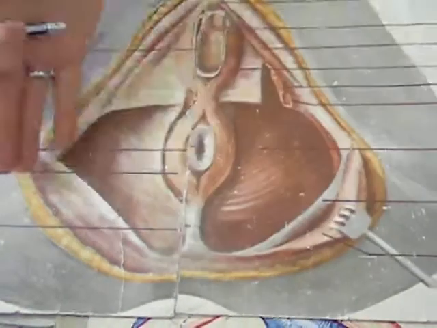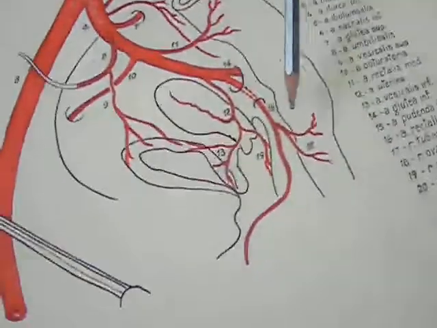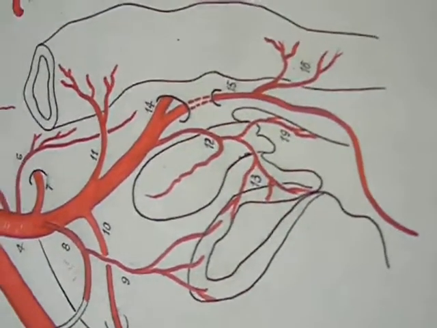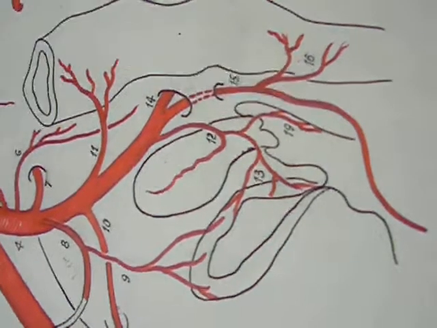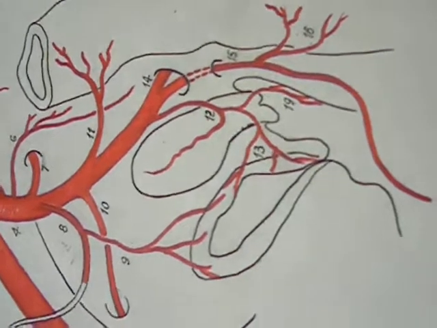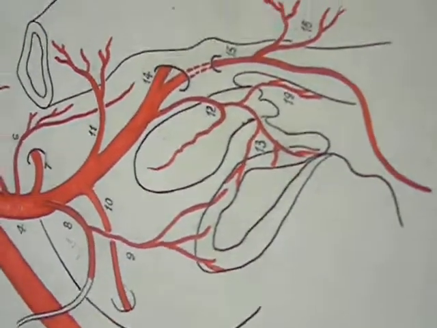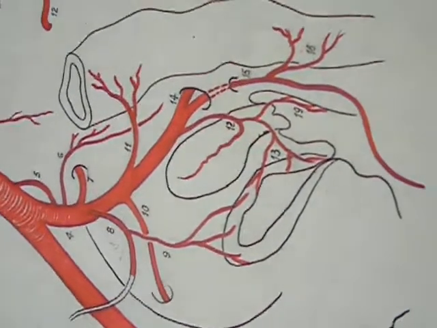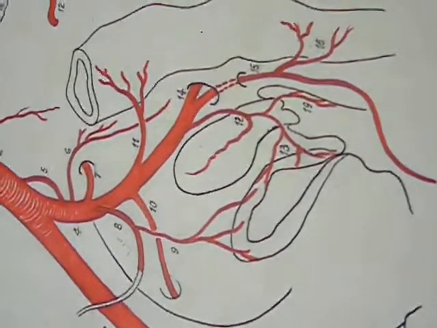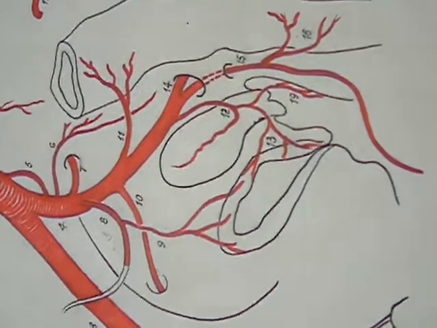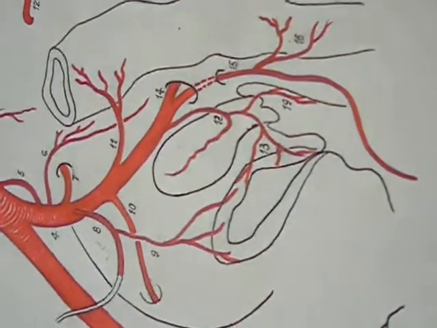Please, you understand, the internal pudendal artery gives the inferior rectal artery to the lower part of the rectum, muscular branches to muscles of the perineum, and also branches to external genital organs. The internal pudendal artery vascularizes external male genital organs and external female genital organs also.